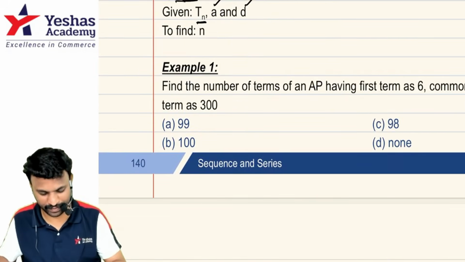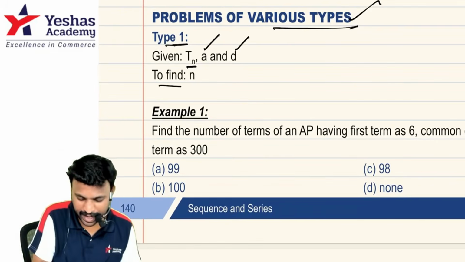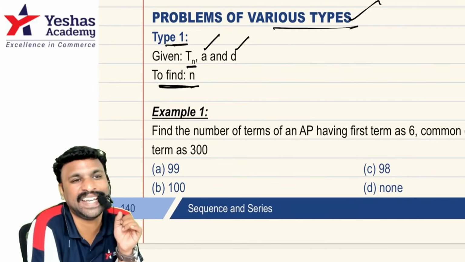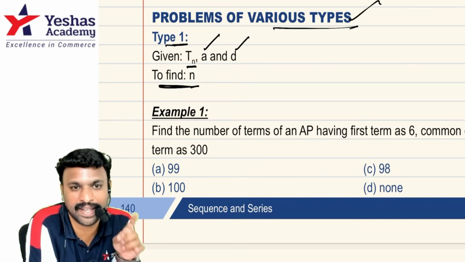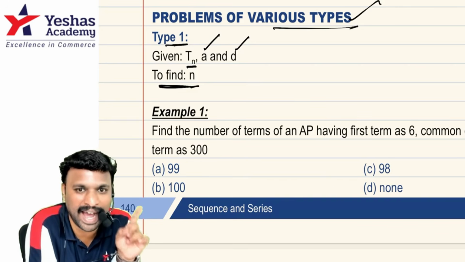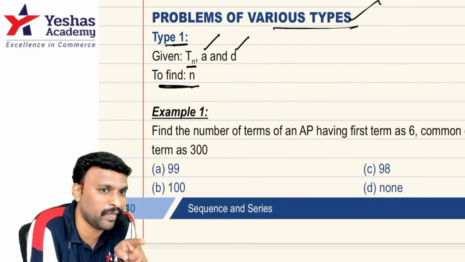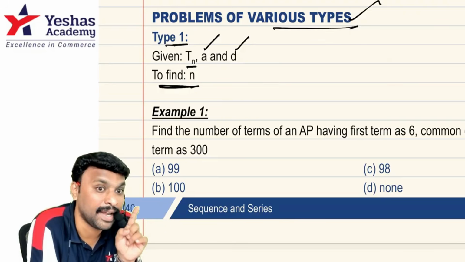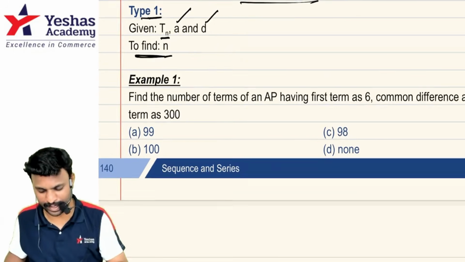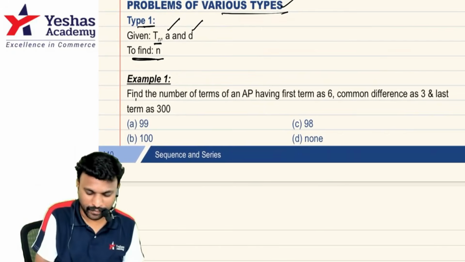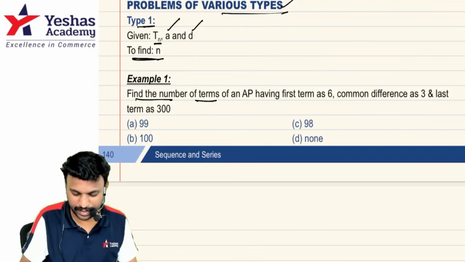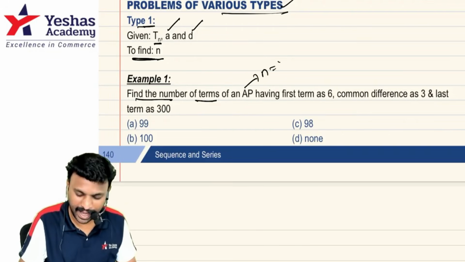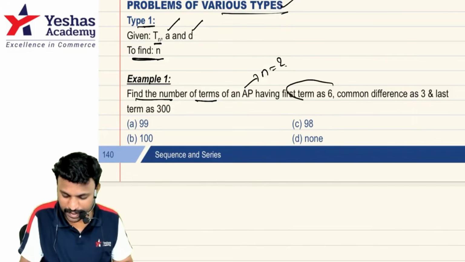Now, let us have the first variety. What is to find actually? It is to find n. What you are given with is the last term, first term, and the common difference. You are asked to find what? N, for number of terms. Everybody look at the question. Find the number of terms of an AP. That means what you need to find? N. Having the first term 6.